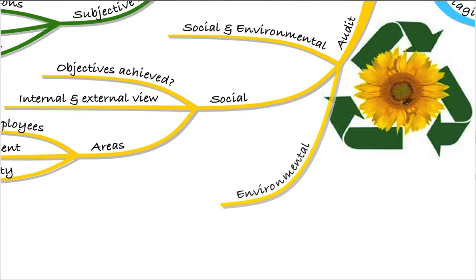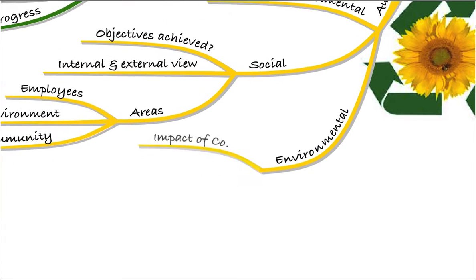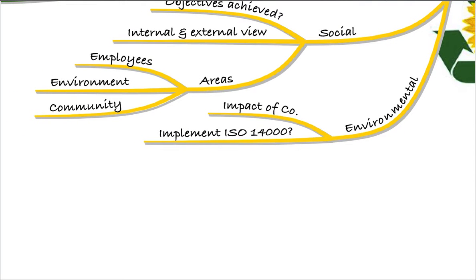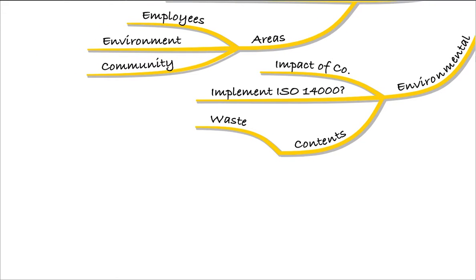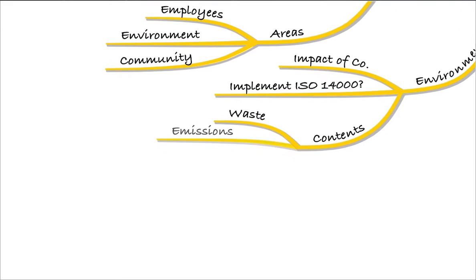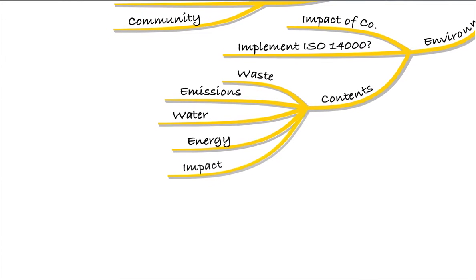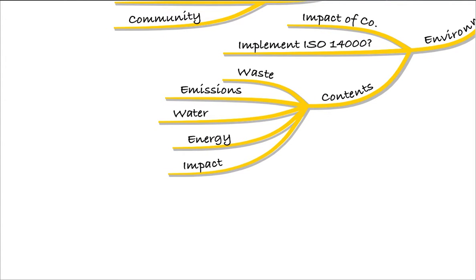When it comes to environmental auditing, well, we're seeing what the impact is of the company. If we were implementing ISO 14000, well, we'd require this environmental audit to ensure that we had the systems in place. So we may look at such things as the waste management of the business, emissions, water consumption, energy consumption, or the impact of the business on the environment.